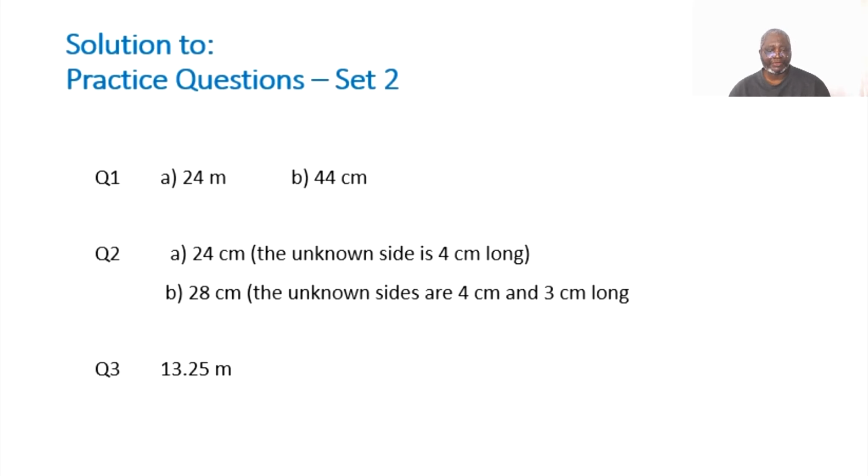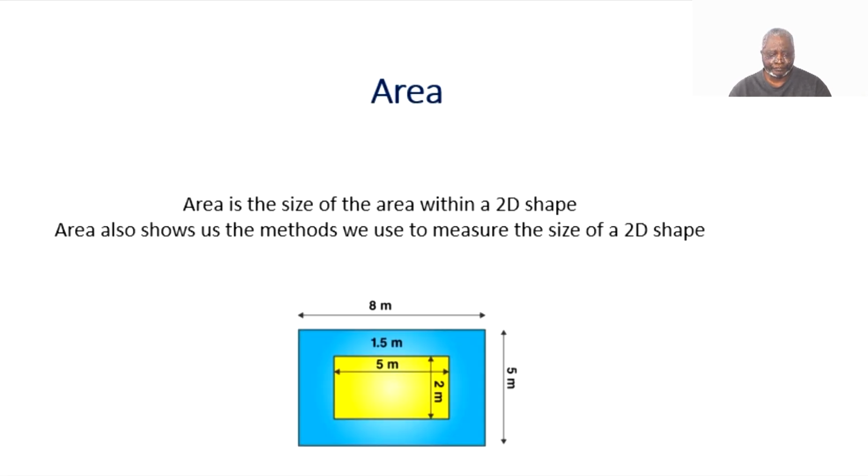Now when you're dealing with perimeter, you're dealing with just a clear, plain unit: meter, centimeter, and so on. Now let's look at area. Area is the size of the area within a 2D shape, like a football field, because I used to love football, or a tennis court, or your sitting room if you want to cover it with carpet. So how do you deal with it?